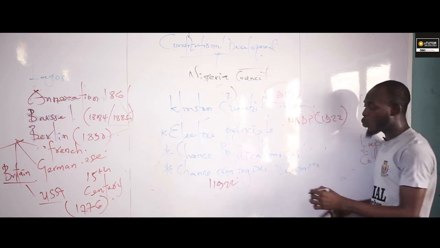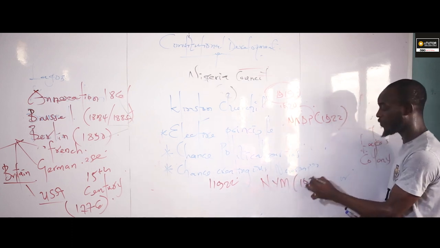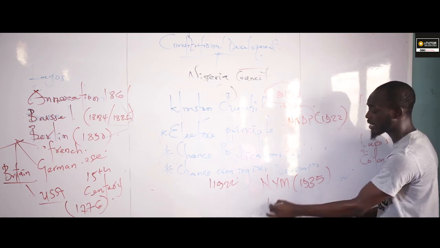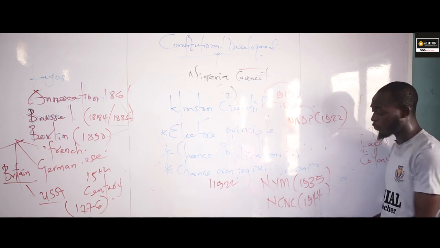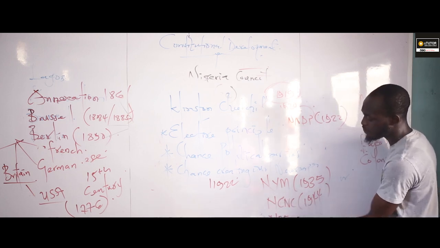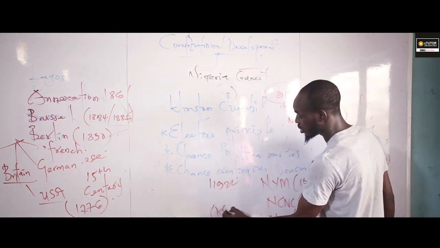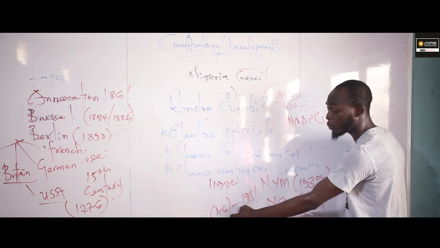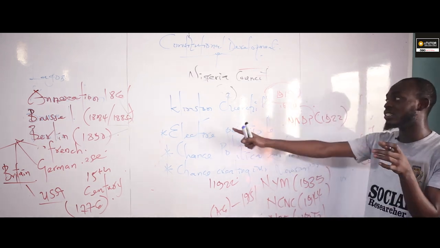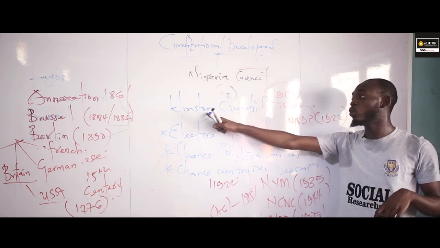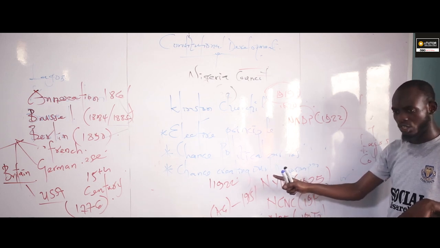After NNDP, we have NYM in 1935. After NYM, we have NCNC in 1944. After NCNC, we have MPC in 1951. After MPC, we also have AG in 1951 as well. They were both created in the same year. So as a result of the chances given to us by Winston Churchill, that was the reason why we have the development of political parties. Do you understand?